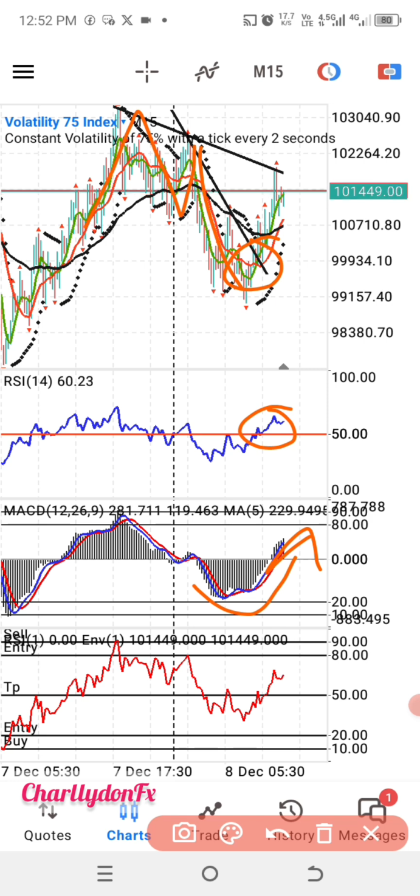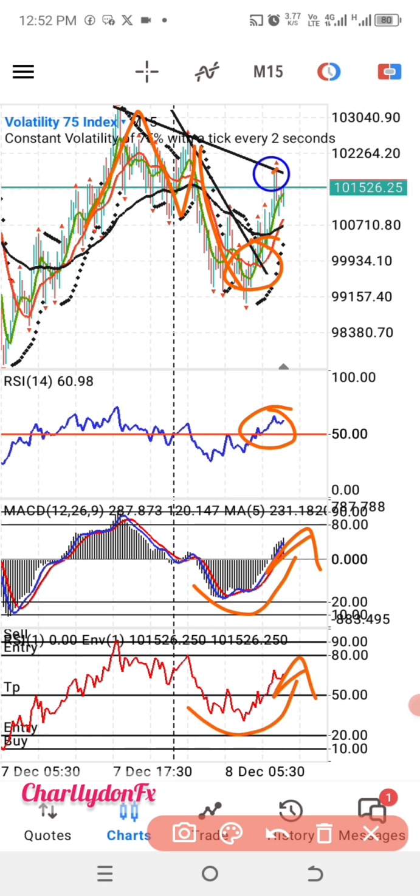And you can see the envelope making its way also upward, guys. So I took my position, noting that I will take my profit at this level. That is exactly what I did, guys, and I took my profit at that level.